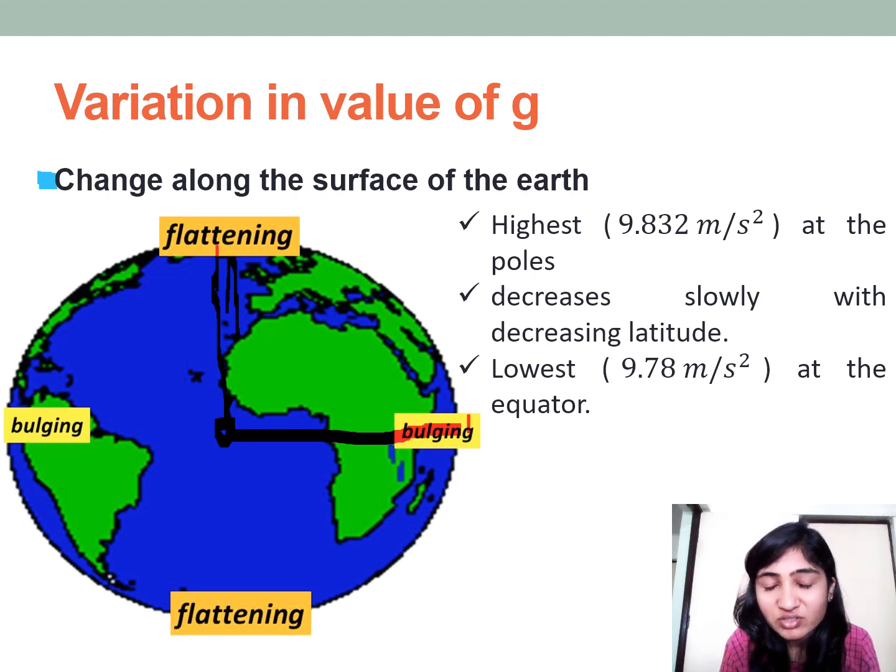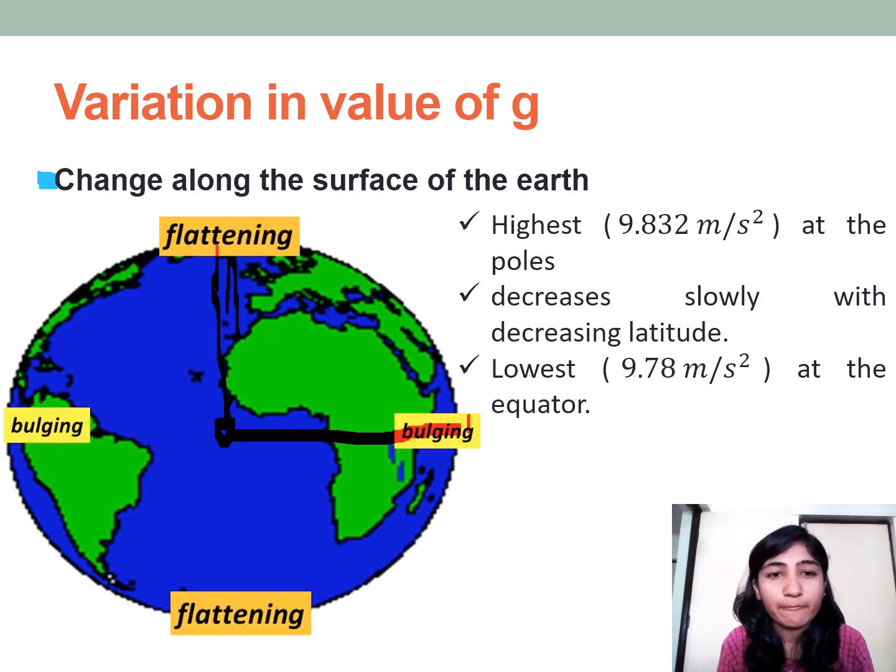So as the distance changes, g's value changes, because g is equal to capital GM upon r square. As the radius is changed, or as the distance of the object from the center is changed, the values can be different, right?